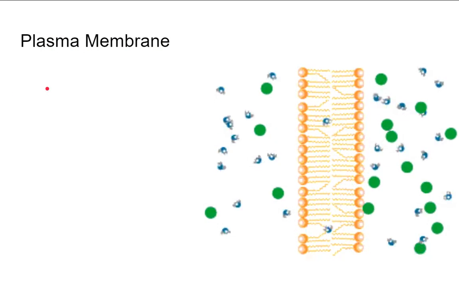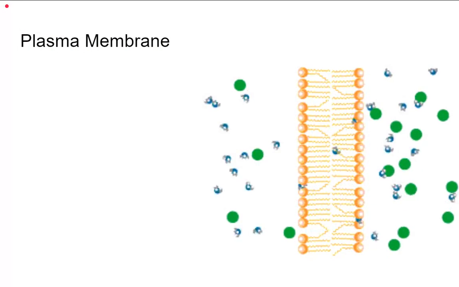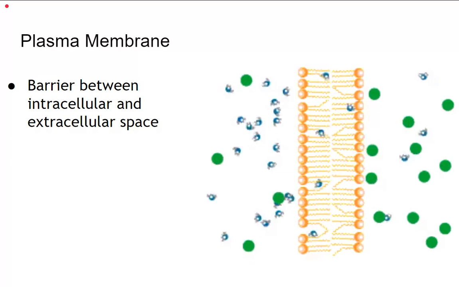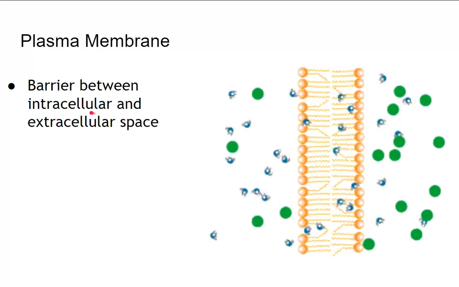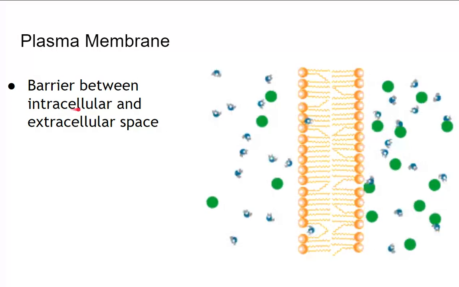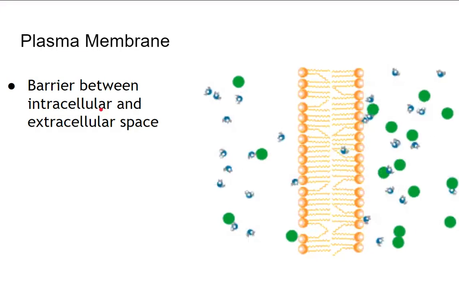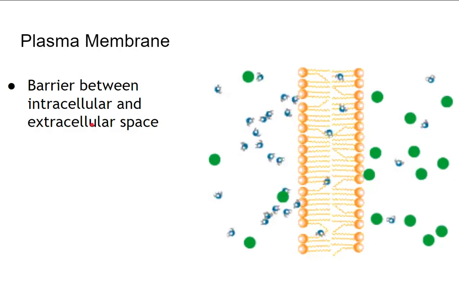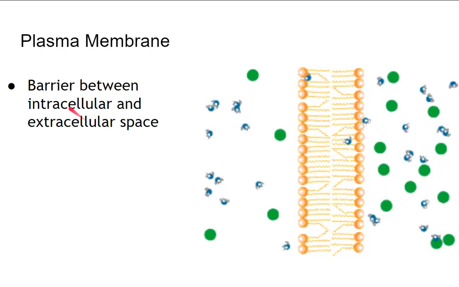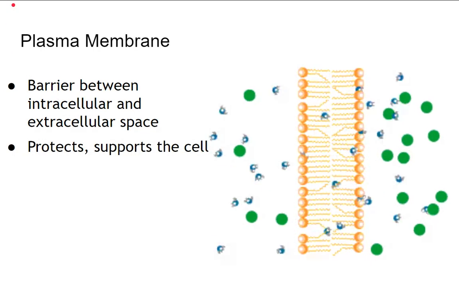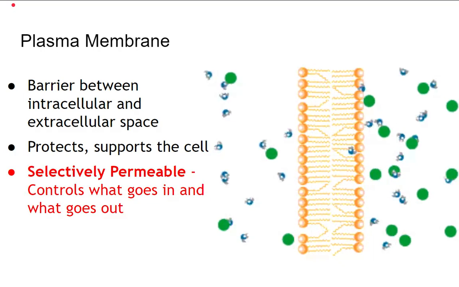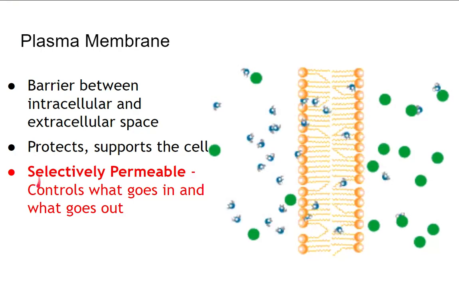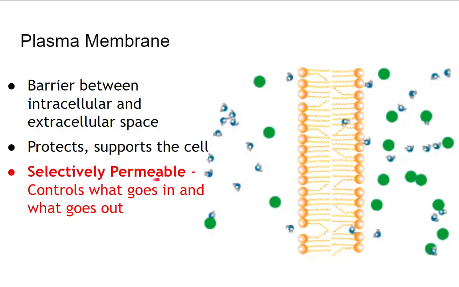All right, so let's talk about some of the functions of the plasma membrane. We know that it's a barrier between the intracellular and extracellular space, and these are two terms you need to know. Intracellular space is the space inside the cell, and extracellular talks about the space outside of the cell. We know it helps protect and support, but the big thing it does is that it controls what goes in and out. And we use the term selectively permeable for that.